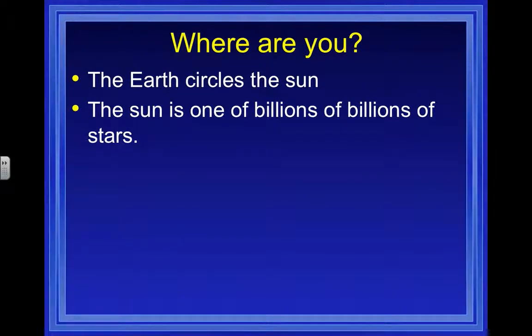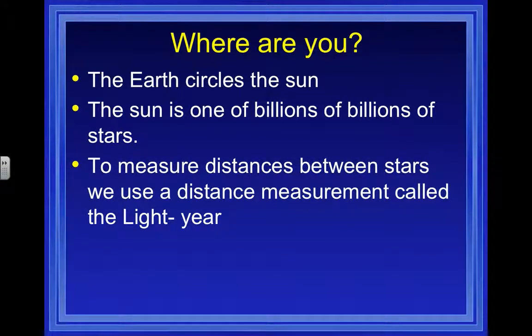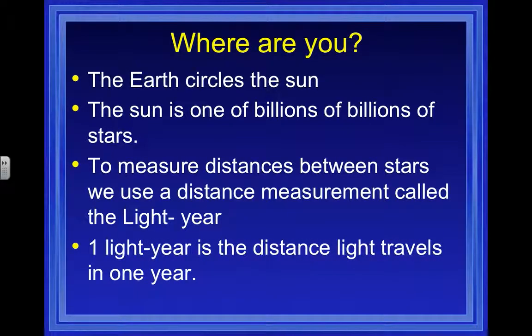The sun is one of billions of stars in the universe. And to measure the distance between stars, we use a unit of measurement that is referred to as a light year. One light year is the distance that light travels literally in 365.25 days, 1 year.